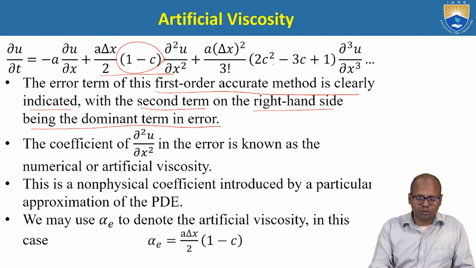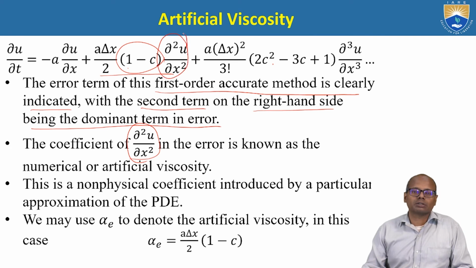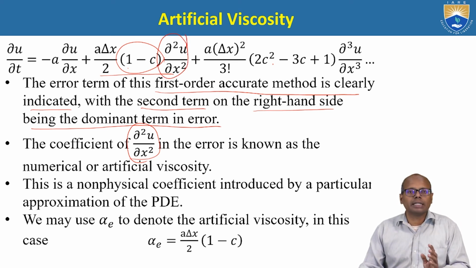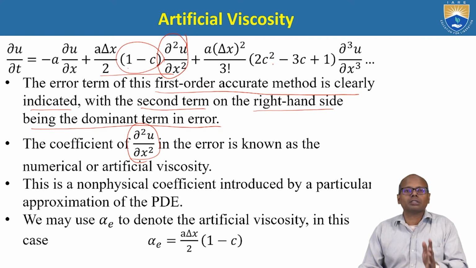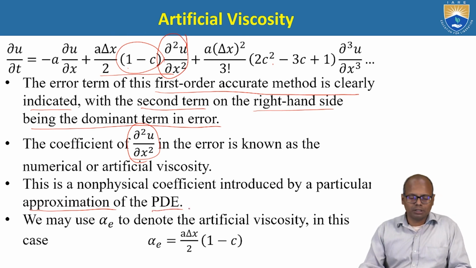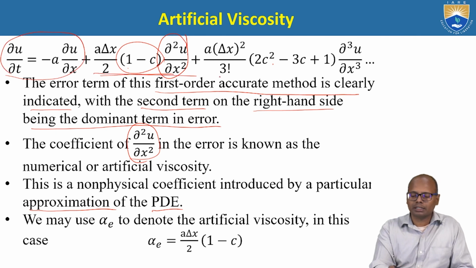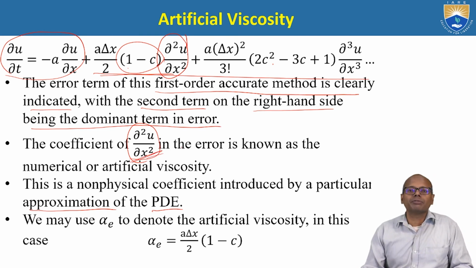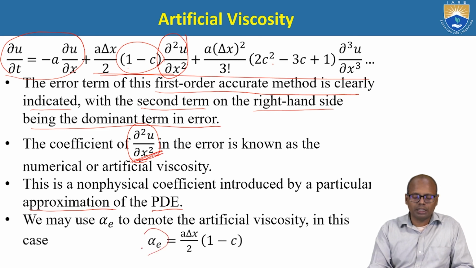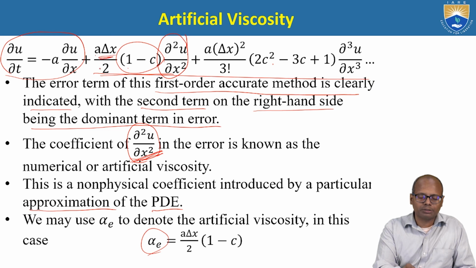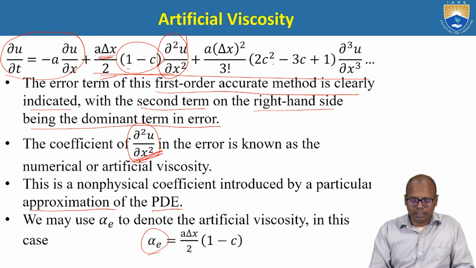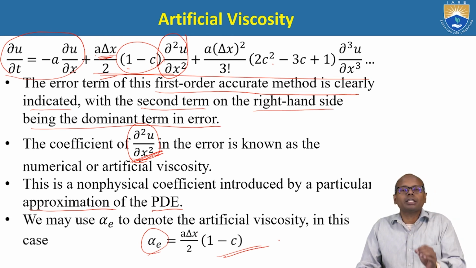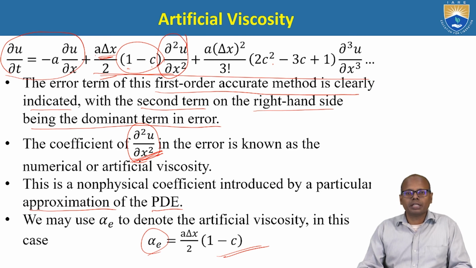The coefficient of dou square u by dou x square is termed as artificial viscosity. It is not a physical property of the fluid. It is introduced because of the approximation of the partial differential equation. So this partial differential equation we have approximated, and this is the error. Because of this approximation, what we are getting is a term called artificial viscosity. Now what is this artificial viscosity? Alpha E is equal to A into delta x by 2 into 1 minus C. This is the artificial viscosity term in this equation.